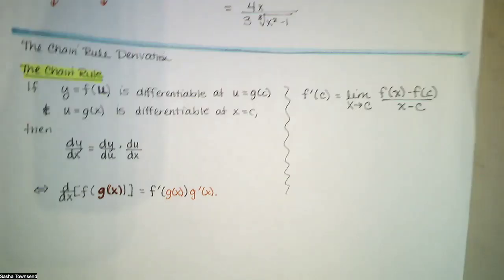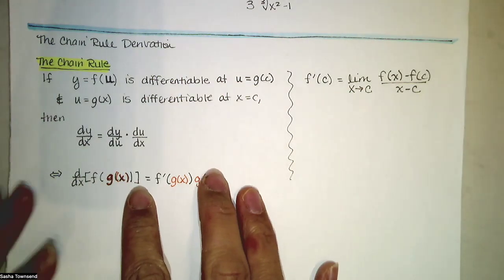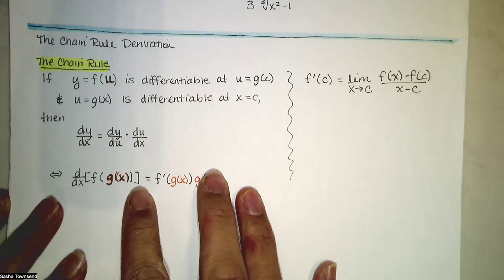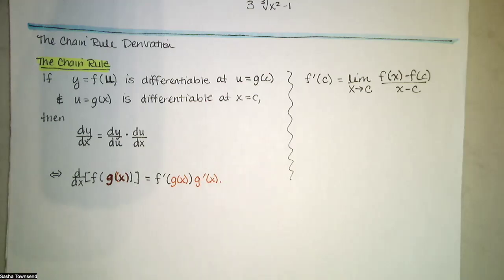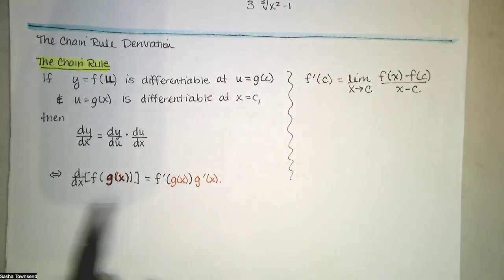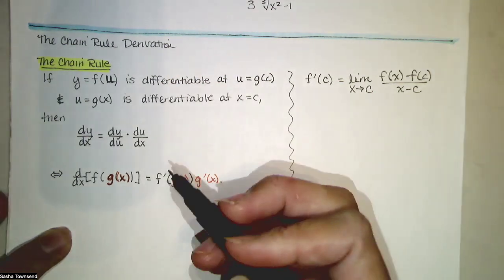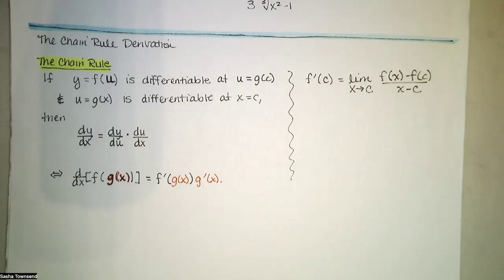In this video, we'll discuss the chain rule's derivation. I'm going to restate the chain rule a couple of different ways, and then we'll use one of the limit definitions of the derivative to show that the derivative of a composite function can be found using one of these formulas. So here's just a restatement of the chain rule, the one that we're interested in.